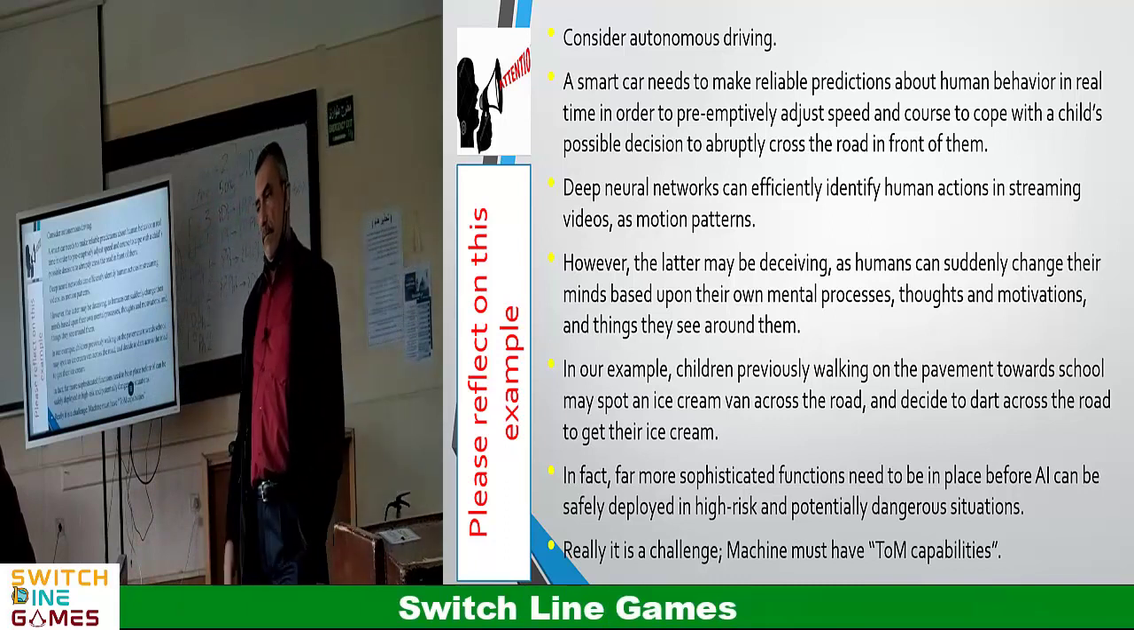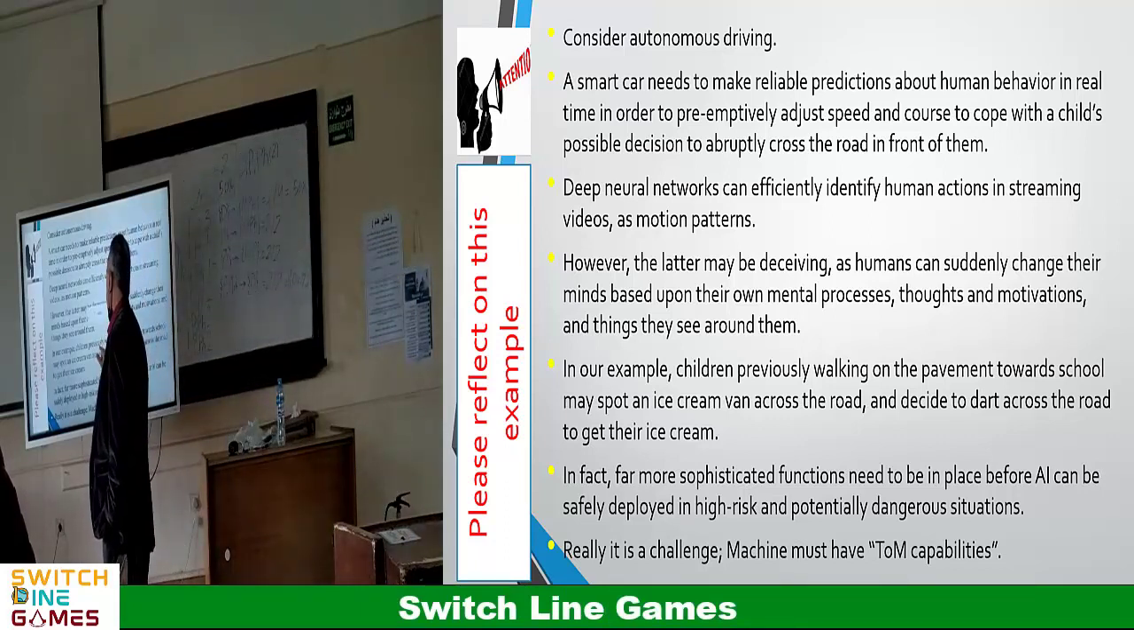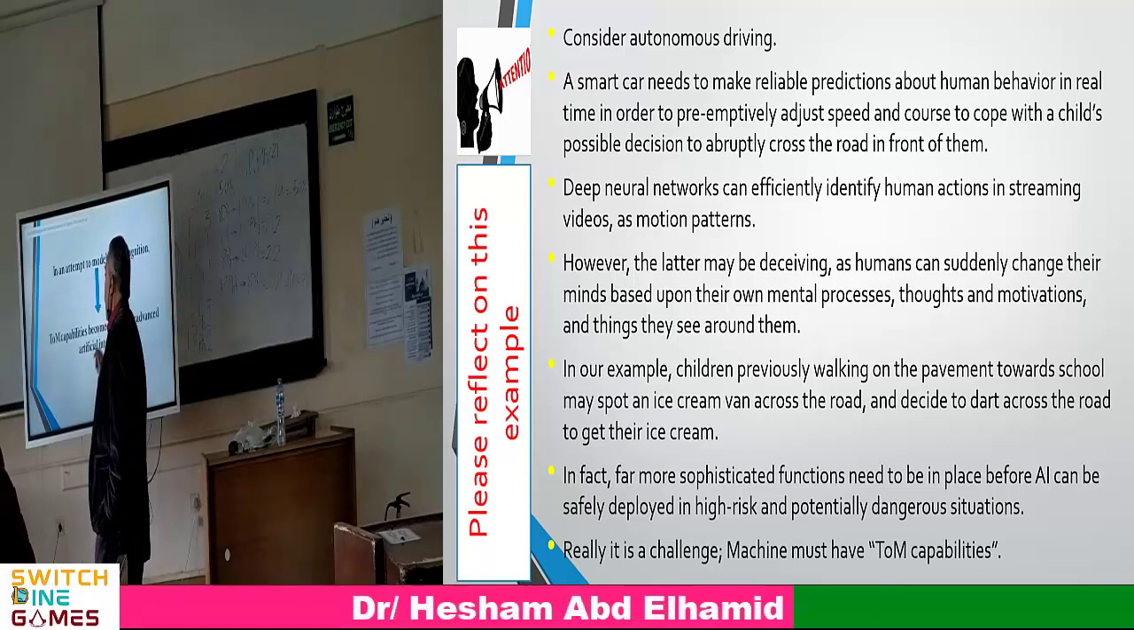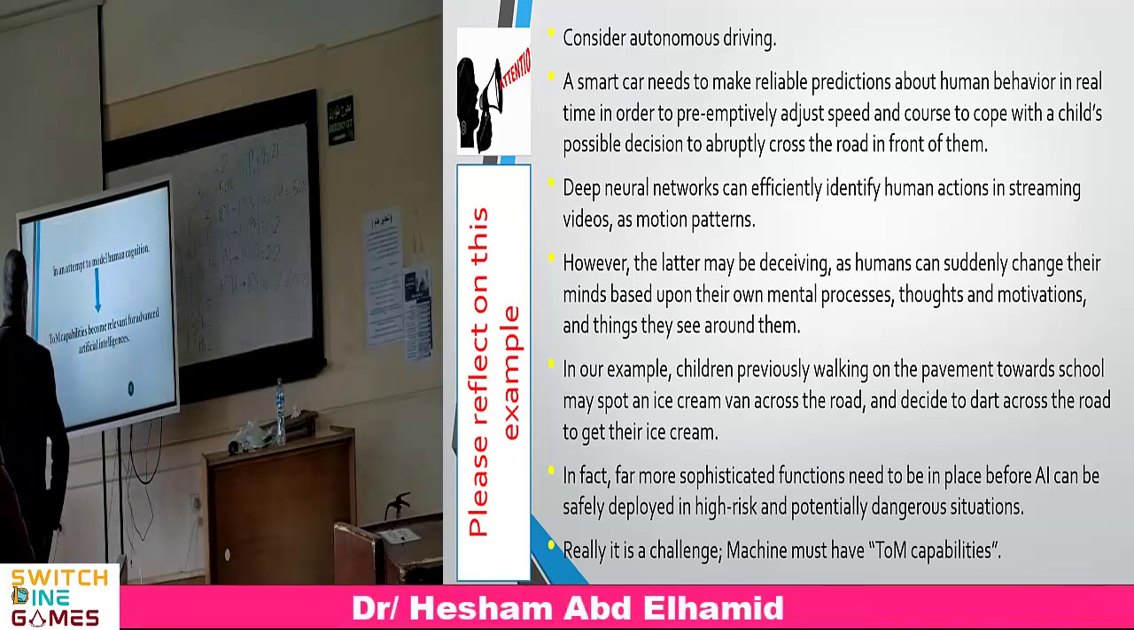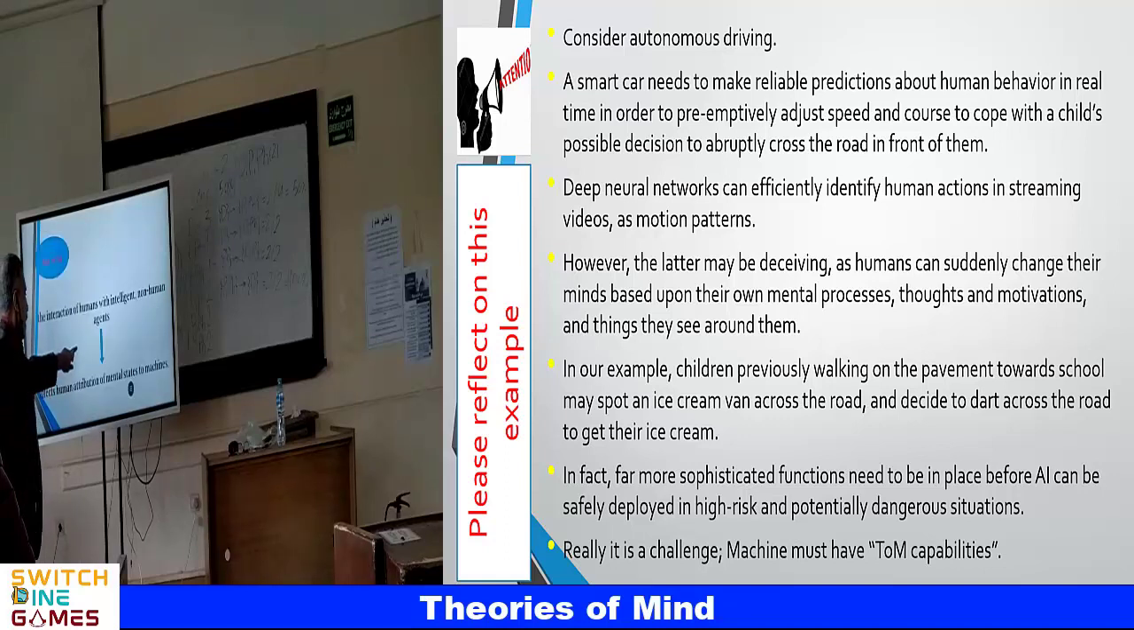So the challenge now is that we need machines to have theory of mind. In an attempt to model human cognition, TOM capabilities become relevant for advanced artificial intelligence. Now we cannot think about artificial intelligence unless we think about whether the machine will have this or not. But we have a question.